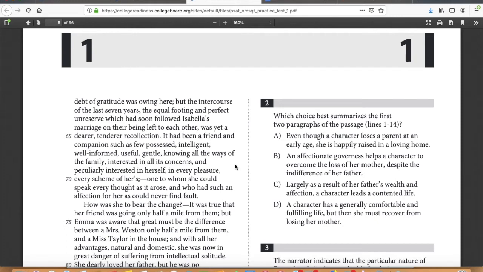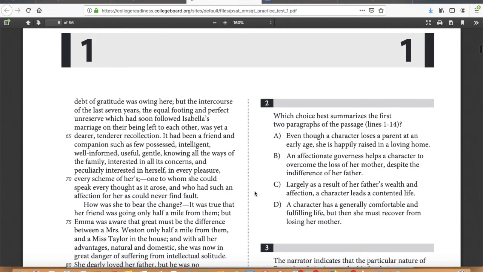Interested in herself, in every pleasure, every scheme of hers, one to whom she could speak every thought as it arose, and who had such an affection for her as could never find fault. She's a great friend, or was a great friend, right? That's it. Any questions about that?